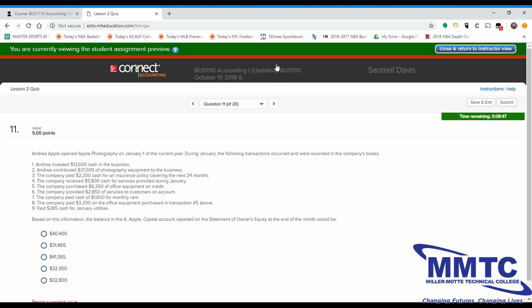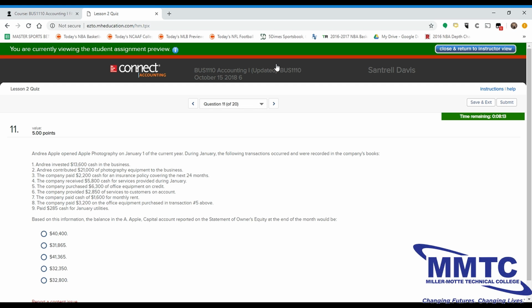The company paid $2,200 cash for an insurance policy that's going to cover us for the next 24 months. Okay, that's a prepaid expense. Keep that in mind. Remember, anything prepaid is a different set of rules. Go ahead. The company received $5,800 cash for services provided during January. Okay, we got $5,800 for some sales.